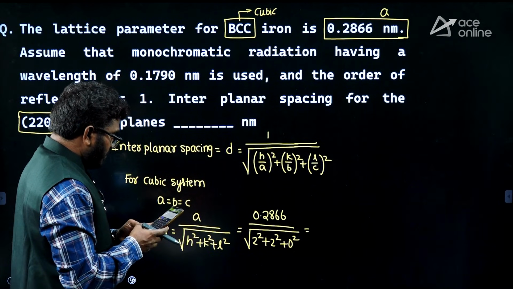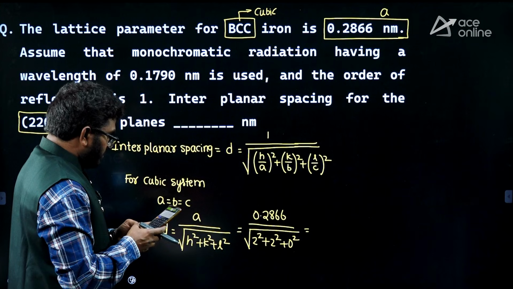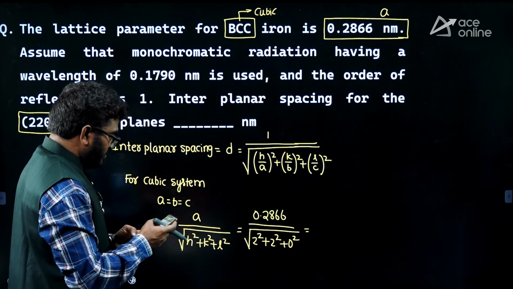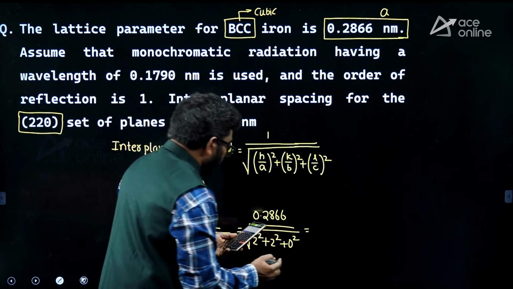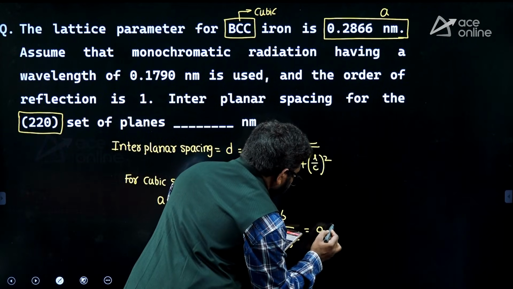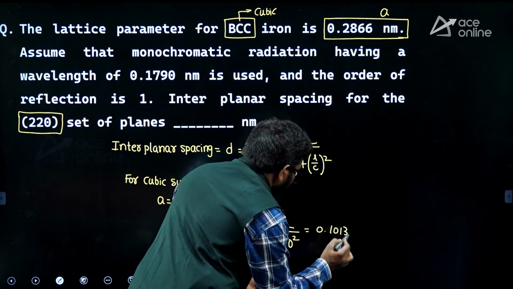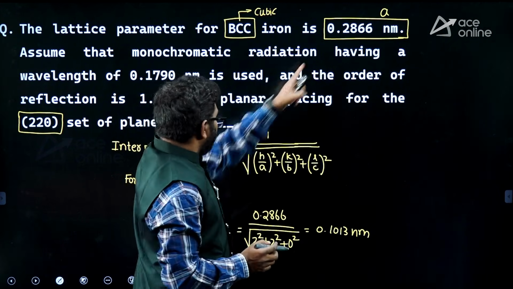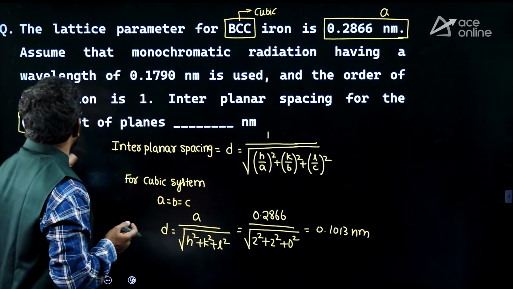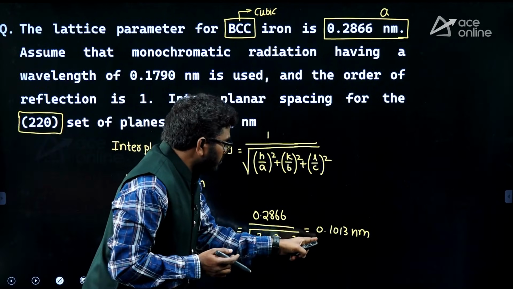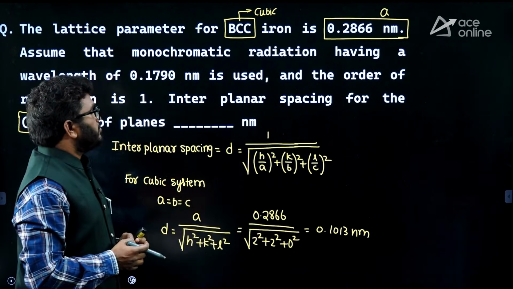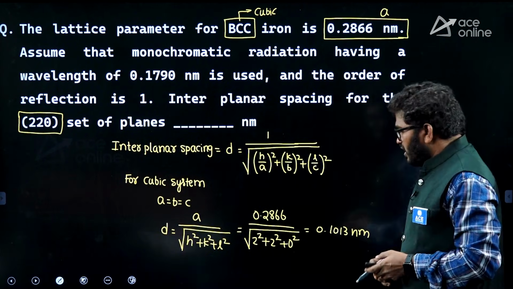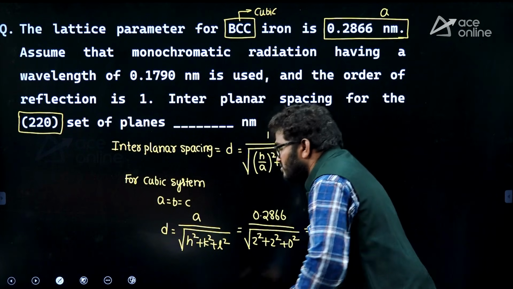Now from this, 0.2866 divided by this answer, you will get 0.1013 nanometer, because this is in nanometer. So the interplanar spacing for this plane 2 2 0 is 0.1013 nanometer. So this is another way of asking the question. I hope you guys are getting this answer, right?